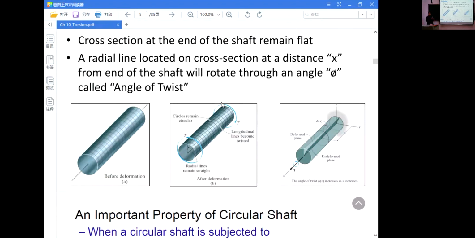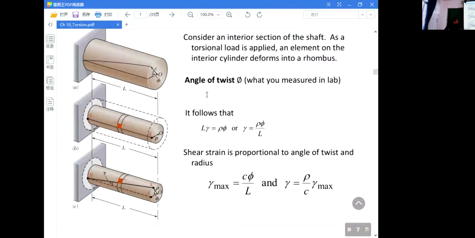After the experiment, we can derive the formula. How to get it? Because we know the geometry, we know shear stress and shear strain. We can get shear strain equals rho phi over L. Rho is the distance from the point to the centroid. Phi is the angle of deformation of the shaft. L is the length of the shaft.